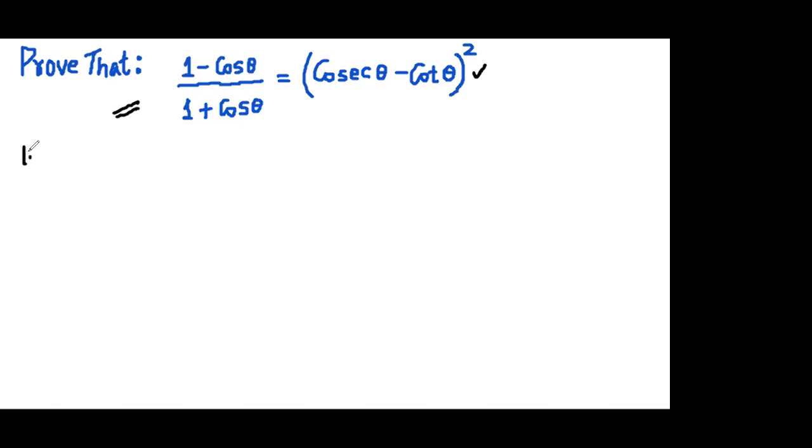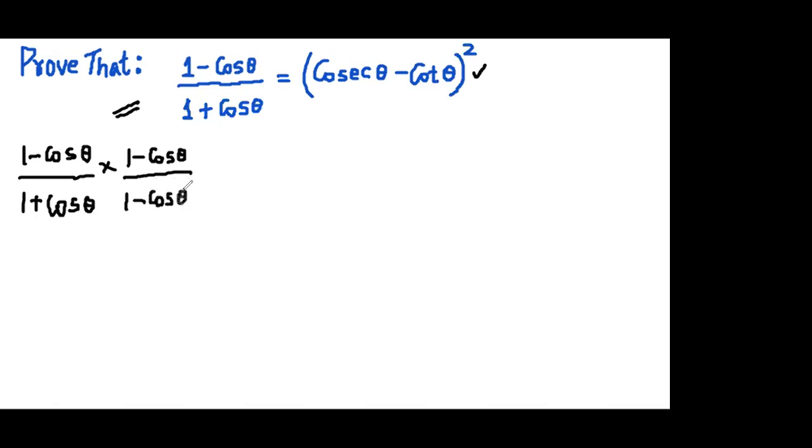So it's 1 minus cos theta by 1 plus cos theta. You can just rationalize it by its conjugate. So what we do, we multiply it by its opposite sign. So it's plus, then we multiply it with minus cos theta in the numerator as well as denominator. So you write it 1 minus cos theta.